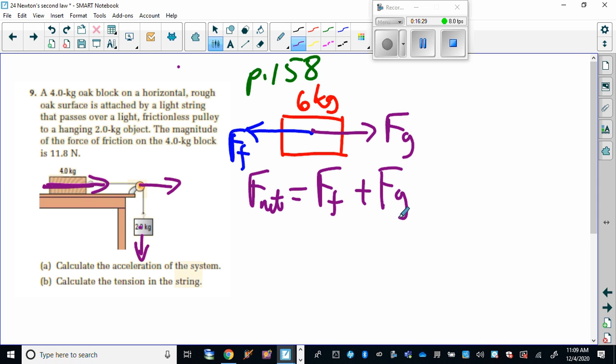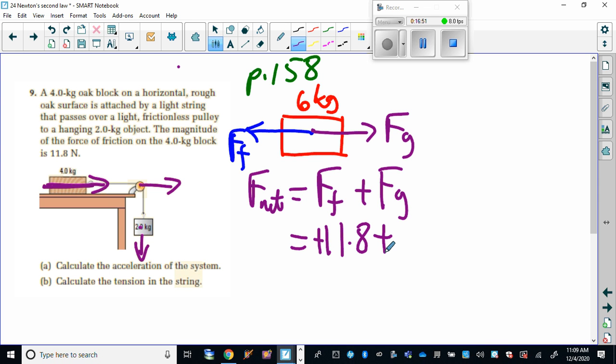Let's do this in 2 steps. So the frictional force is going to be 11.8, and we're going to make that... oh, we're going to make it negative, or should we make it positive? That's a tricky question, isn't it? Not a negative. Let's make it positive. Plus the gravitational force. Now you've got to think about this.